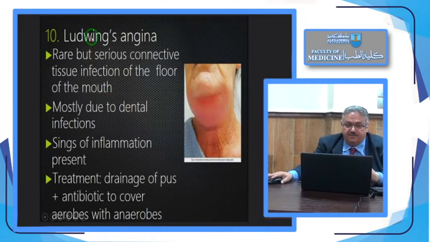Number 10 of non-malignant masses is Ludwig's angina. It's a rare but serious connective tissue infection of the floor of the mouth, mostly due to dental infections, coming from the lower incisors. Signs of inflammation are always there, and the treatment is drainage of pus and antibiotics to cover both categories, aerobes and anaerobes. And why is it serious? Because it might lead to suffocation. Patients might die from suffocation.